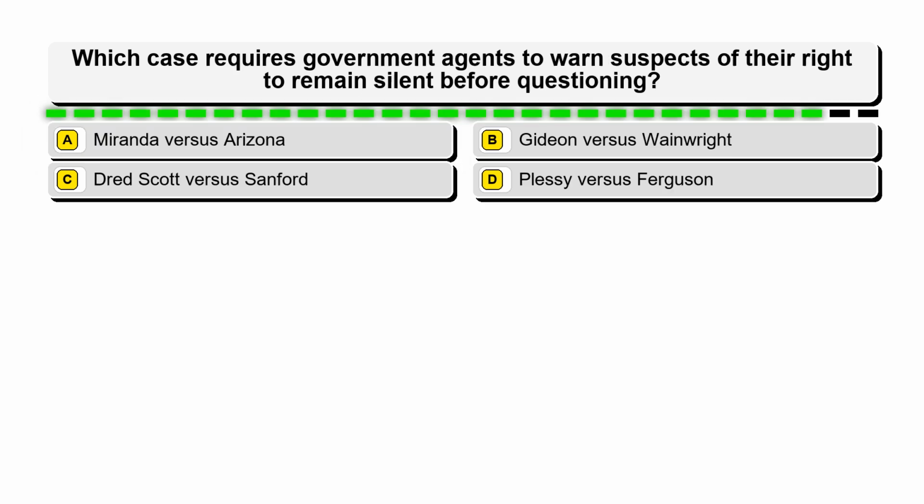Question 126. Which case requires government agents to warn suspects of their right to remain silent before questioning? Option A, Miranda v. Arizona. Option B, Gideon v. Wainwright. Option C, Dred Scott v. Sanford. Option D, Plessy v. Ferguson.